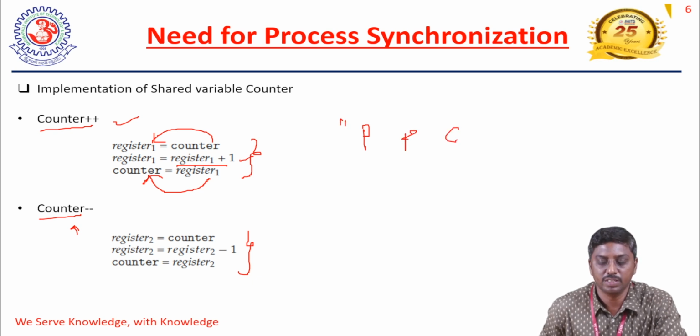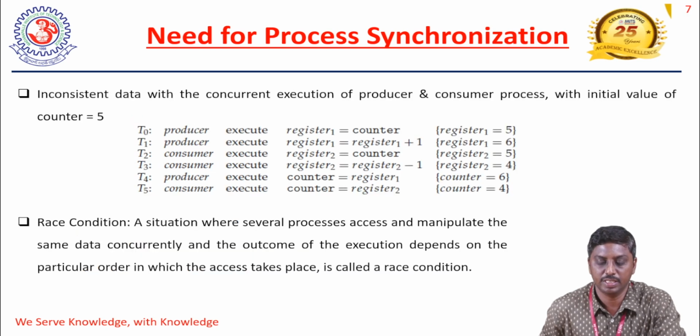Concurrently means they are running in an interleaved manner. Okay, so now let's see a scenario. In this scenario, assume that before the consumer or the producer starts execution, the value of counter is equal to 5. This is the initial value of count. What does it mean? This indicates that there are 5 items in the buffer. Now in this scenario, the producer process starts execution. Assume that the size of the buffer is 10.